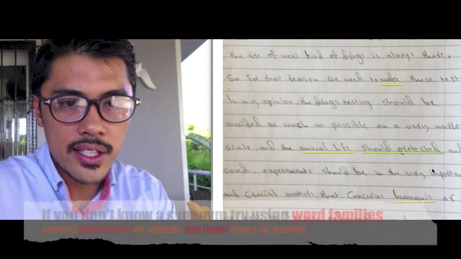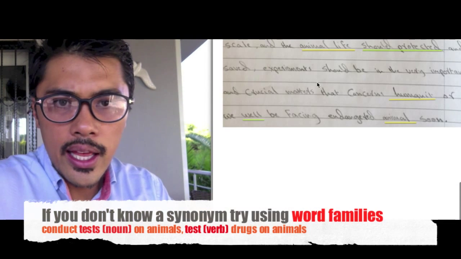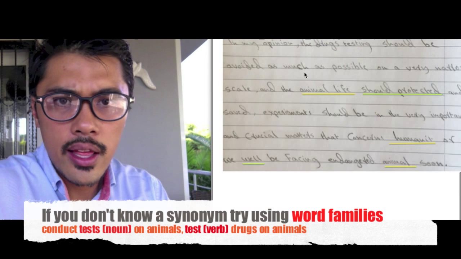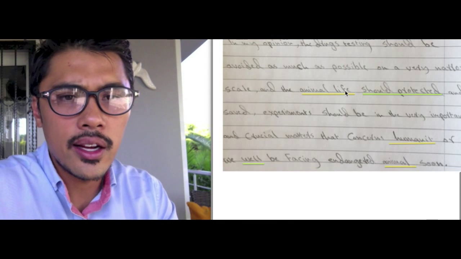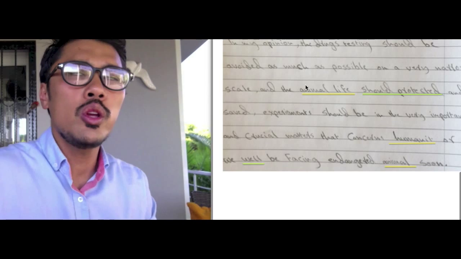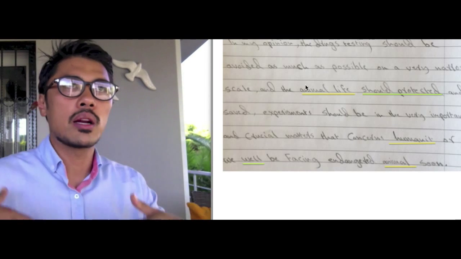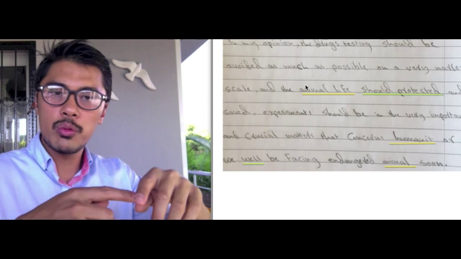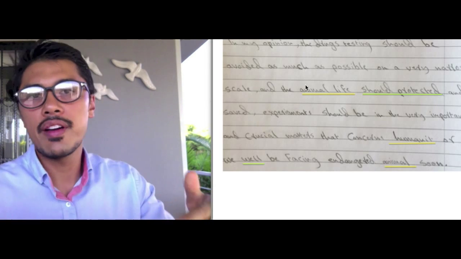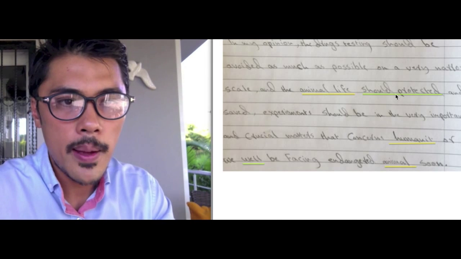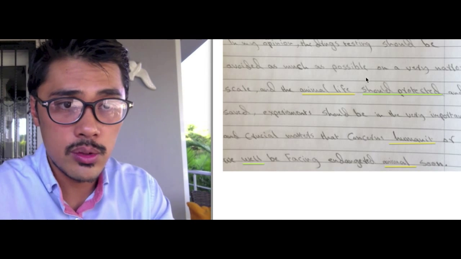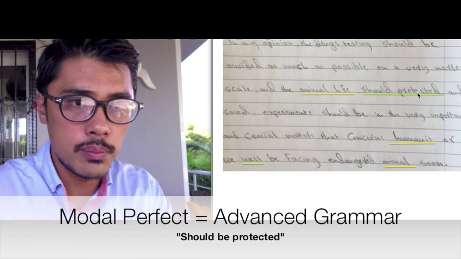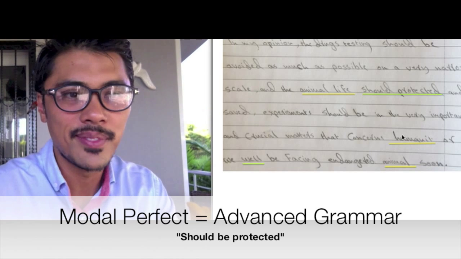Okay, we're getting to the end here. And the lives of animals. So if you don't always want to say animals' lives, don't use the same combination all the time. You can use it a different way. You can say, and the lives of animals should be protected. I like this use of grammar here, this modal perfect, should be protected, but we need be, yeah?